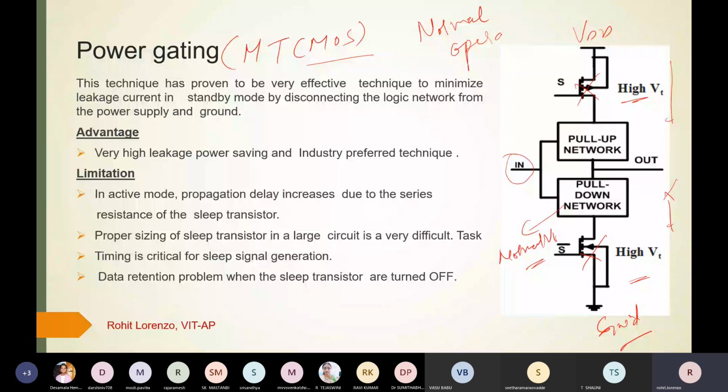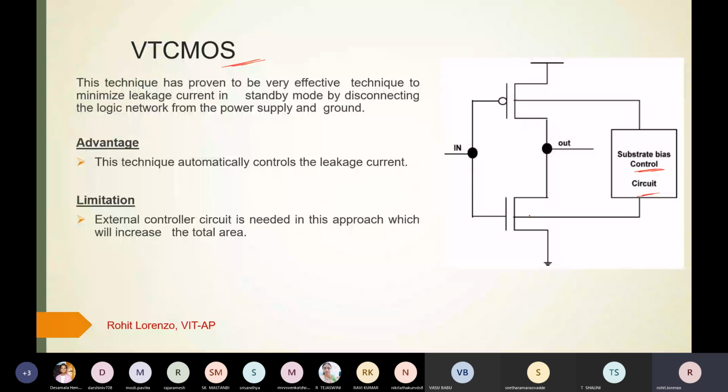Now another technique is VTCMOS, the variable threshold MOS technique. What we are doing in this technique is there is a separate substrate bias control, and that is connected to the body, and it will separately control the body bias. So how will it control?